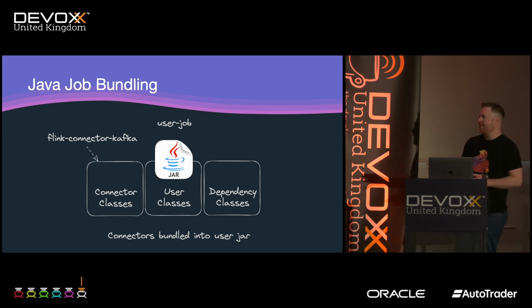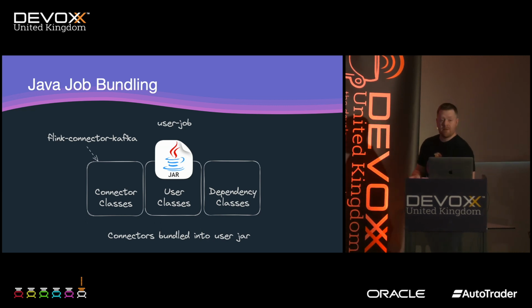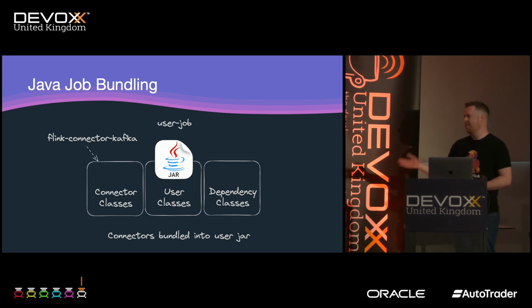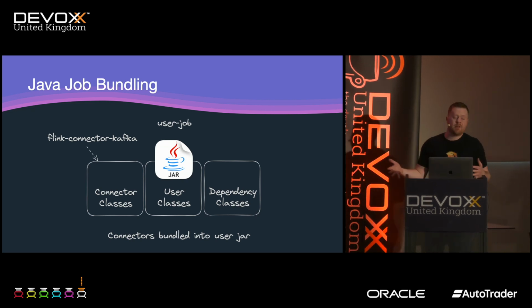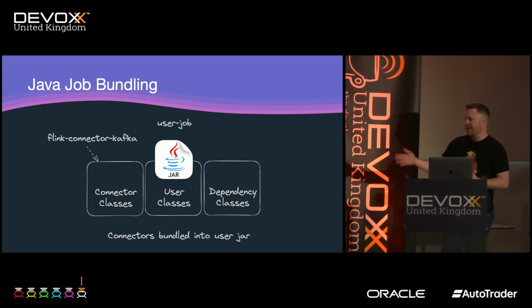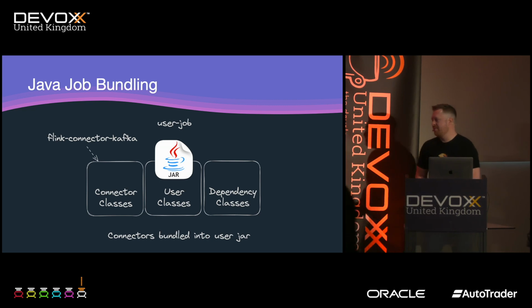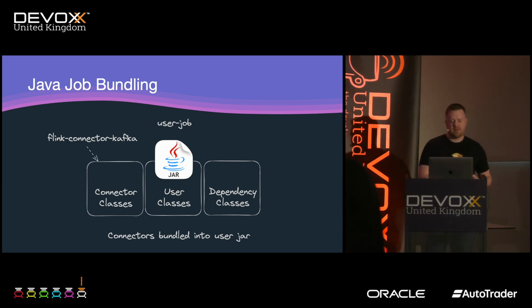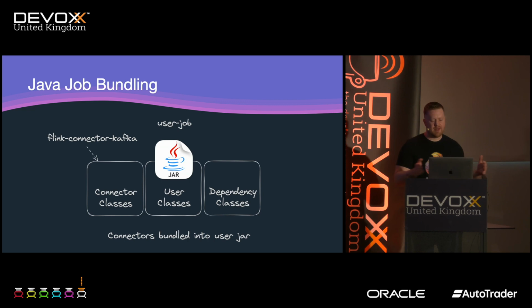As I was just saying, if you're using Java, this is how your job would look. So you implement your user classes. When you build the jar, you bundle your classes in there. You also bundle your dependencies, so this could be any dependencies you want to bring in. And you also bundle in the connector classes. People typically use the Maven Shade plugin for this if you're using Maven. And that result would be an Uber jar containing your code, your connector code, and all the dependencies.